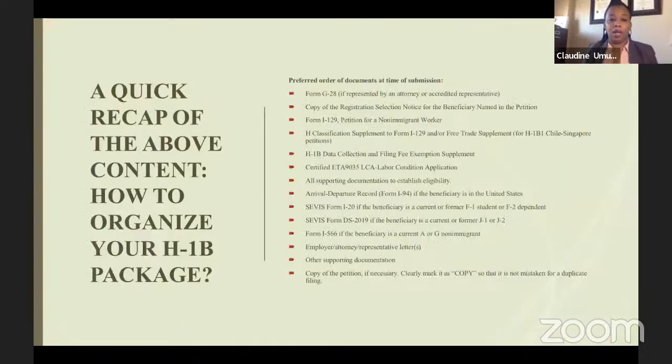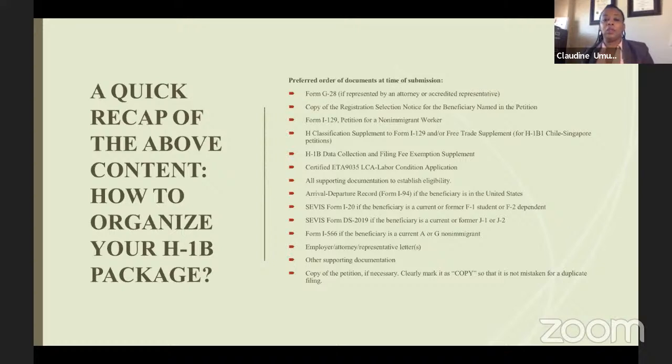Okay. All right. So now I want to give you a quick recap because I talk too much. So basically, what do you need? Once you have been selected, because this is when you have been selected, I'm not going to go back to the selection period. Here's what you need. The employer files for the labor condition application. Once the labor condition application is certified, then you move forward with preparing the forms: Form G-28, a copy of the selection notice showing the beneficiary was selected, Form I-129, the H-1B data collection, and the Form I-129H supplement.